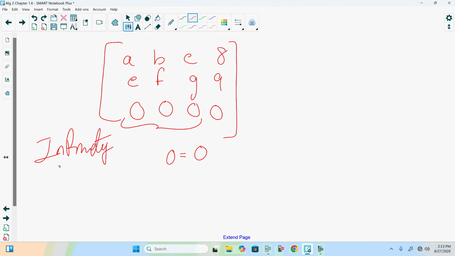Infinitely many. So if we get that bottom row of all zeros, it's telling us that there's infinitely many solutions. That's what all the zeros mean.